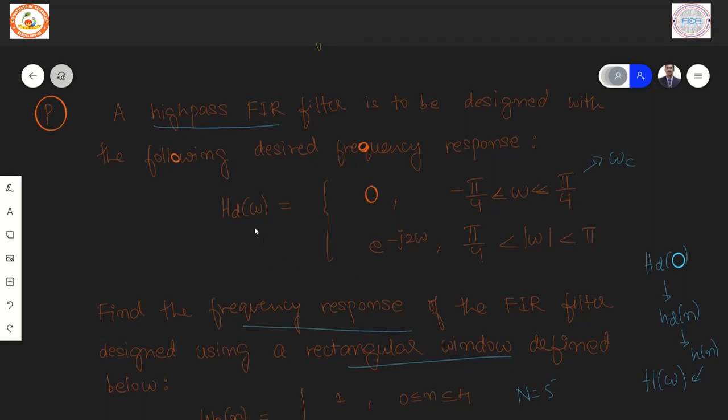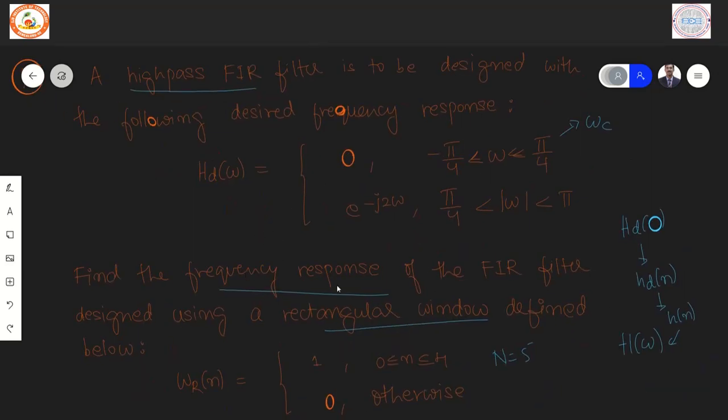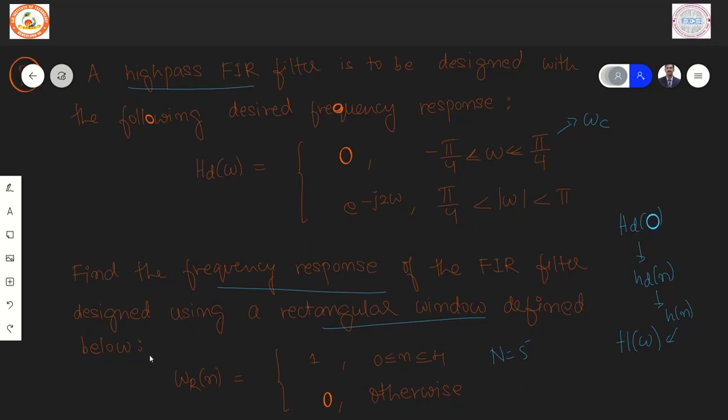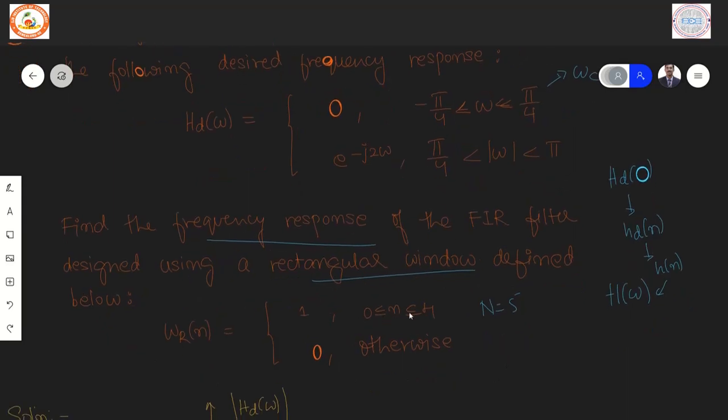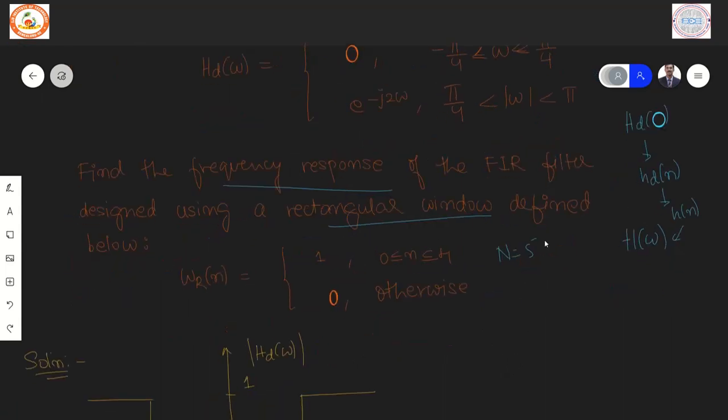Now here the problem is to be solved. Find the frequency response of the FIR filter designed using a rectangular window defined below. That rectangular window WR of n is 1 between 0 to 4 and 0 otherwise. So it's a similar looking problem, but it's for high pass.